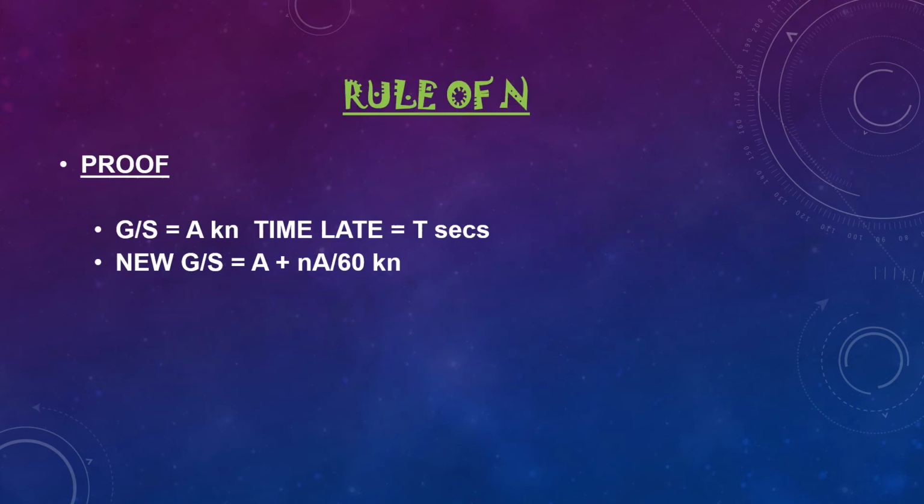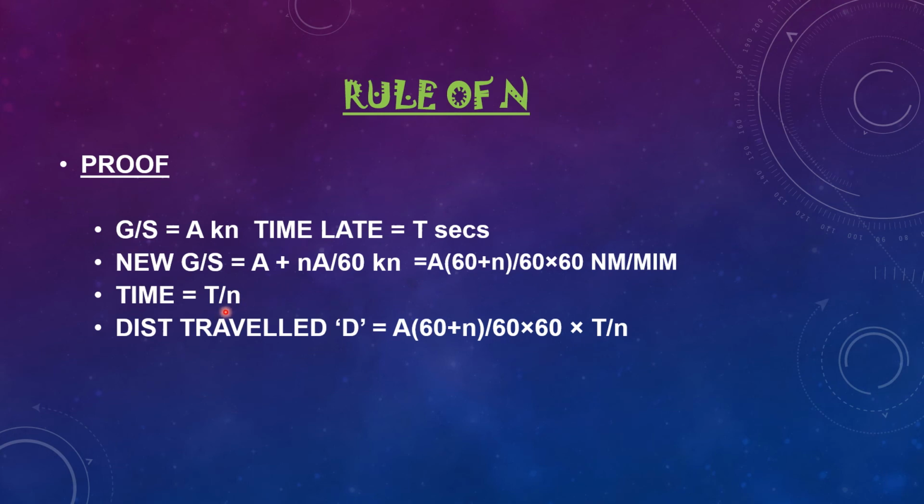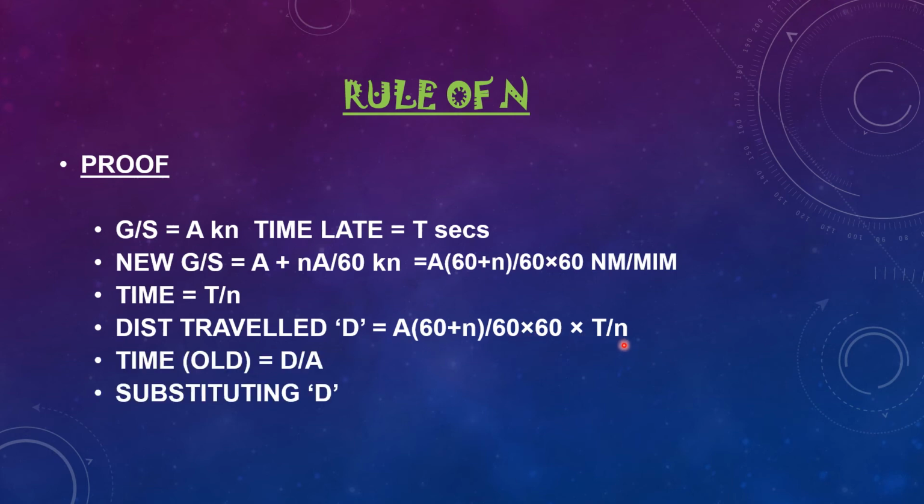So if your ground speed is a knots and you're late by t seconds, then by the rule of n, you increase your speed by n times your ground speed per minute and hold it for 1 by n times the time late. Now, similar to the Bell's method, you find out the total distance traveled, which will be the product of new speed and new time.